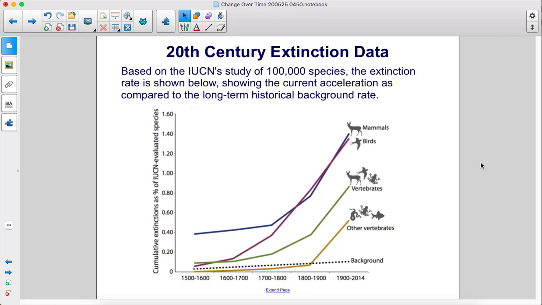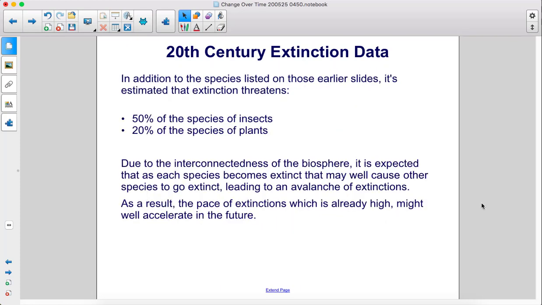Based on the IUCN's study of 100,000 species, the extinction rate is shown below, showing the current acceleration as compared to the long-term historical background rate. In addition to the species listed on those earlier slides, it's estimated that extinction threatens 50% of the species of insects and 20% of the species of plants.